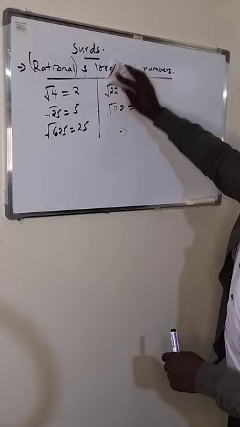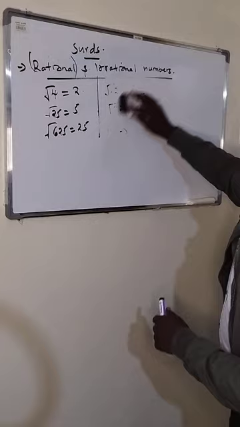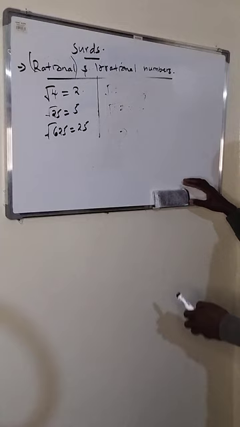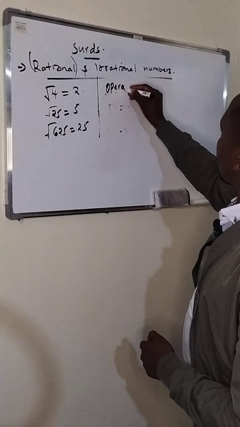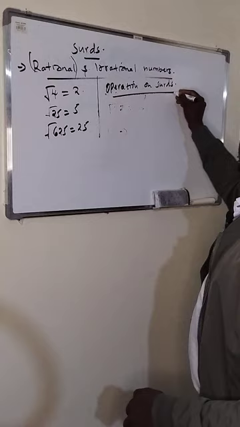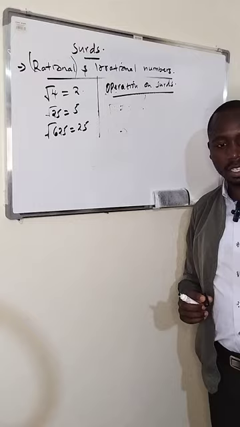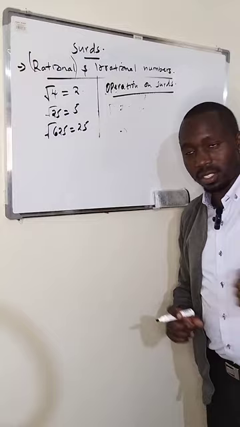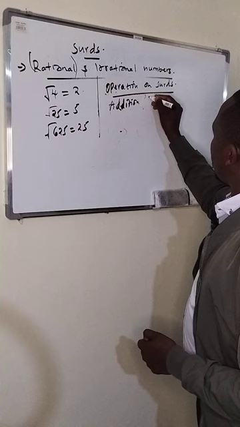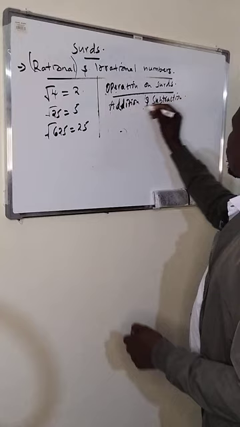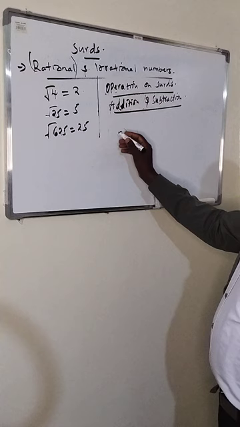I want us to focus now on the next thing, which is operation on surds. Operation obviously involves the basic mathematical operations, that is addition, subtraction, multiplication, and division. So we can start with addition and subtraction. For addition, if you have a surd, say surd 3 plus surd 3.